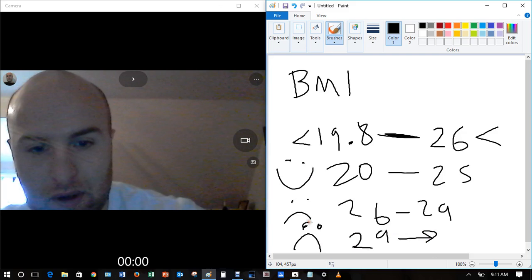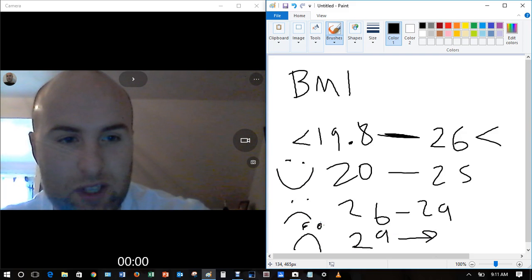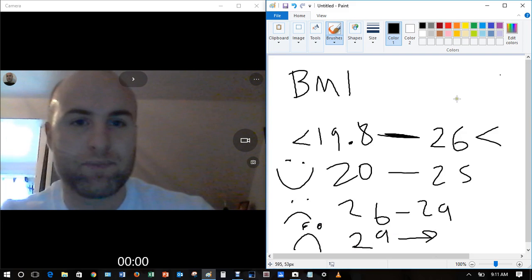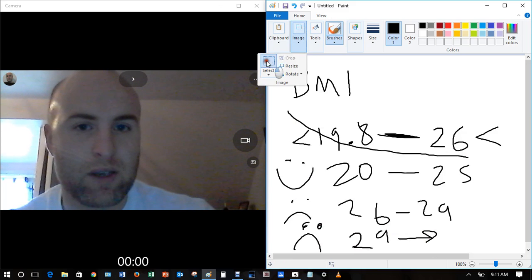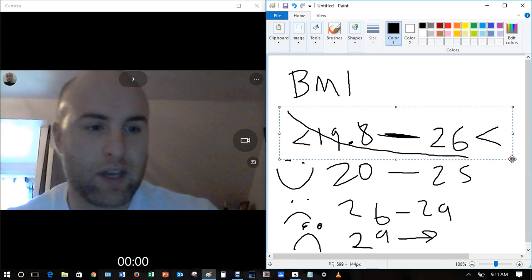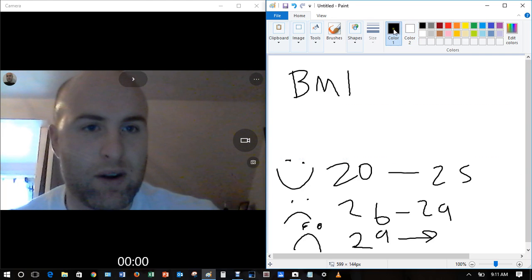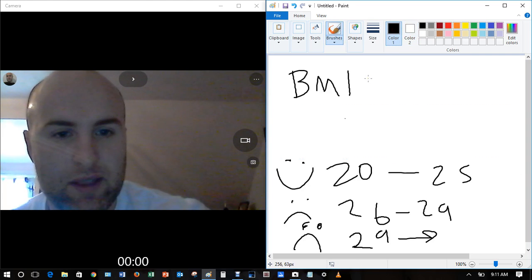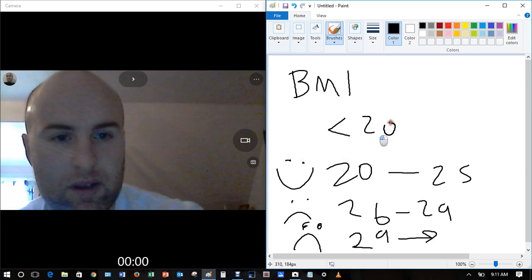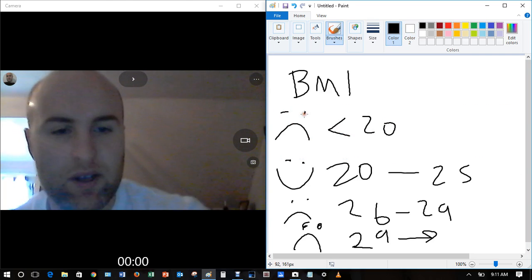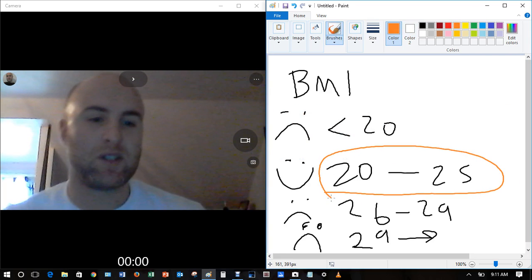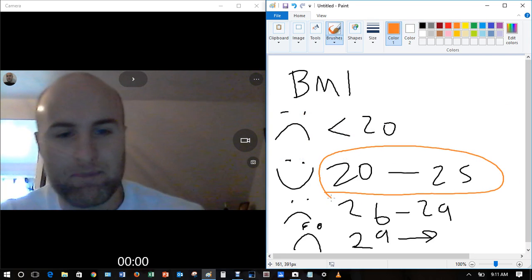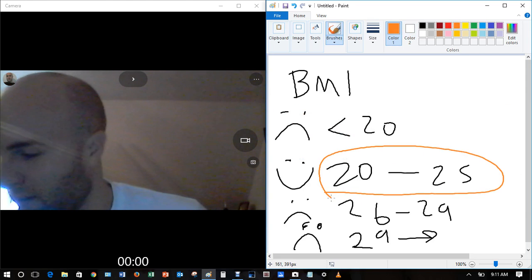So not good during pregnancy. So hopefully you can see that. So if you take the BMI here and it's less than 20, that's not good. This is the magic number here, about 20 to 26. 20 to 26 is where you want it to be. And really it's 19.8, but whatever, you get the idea.